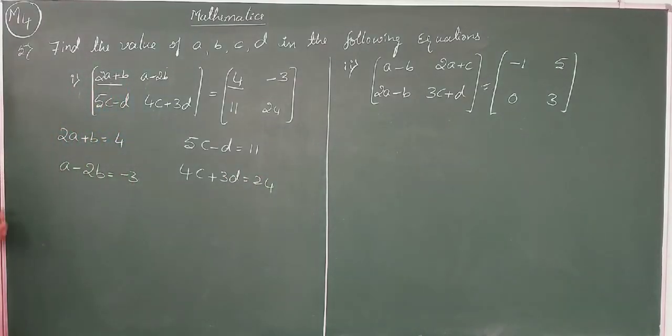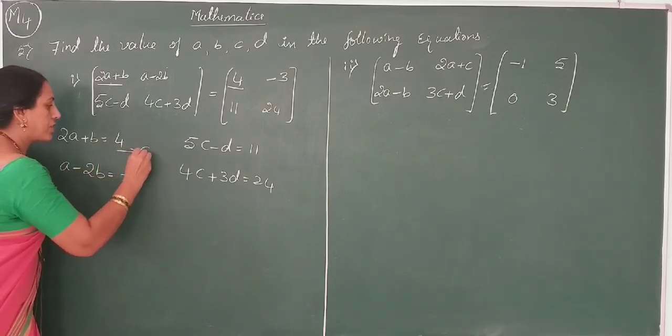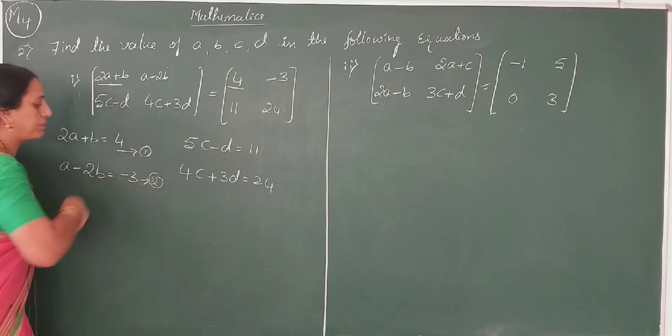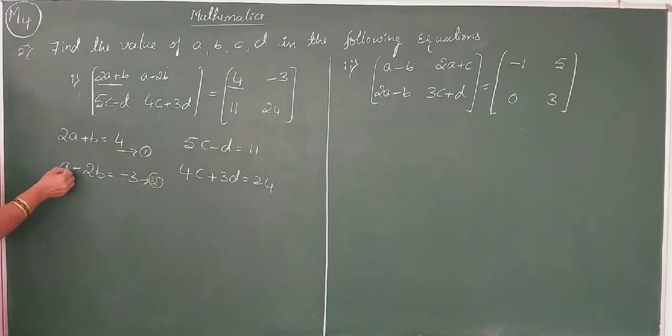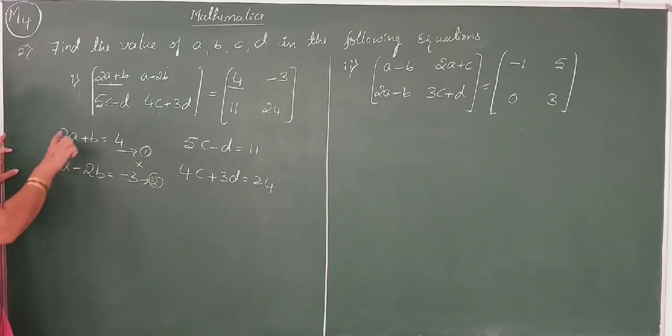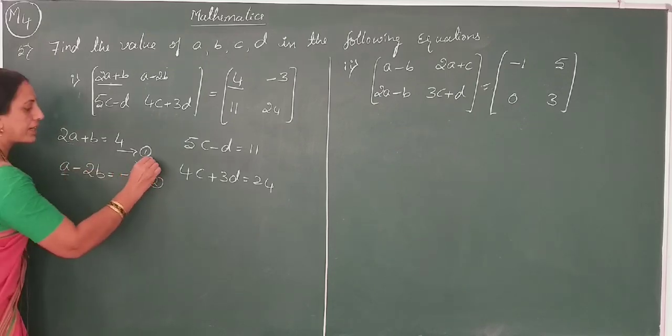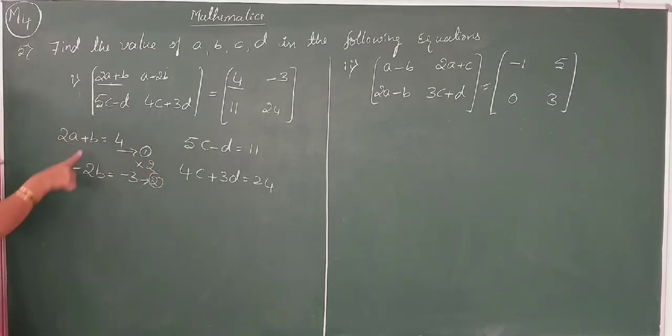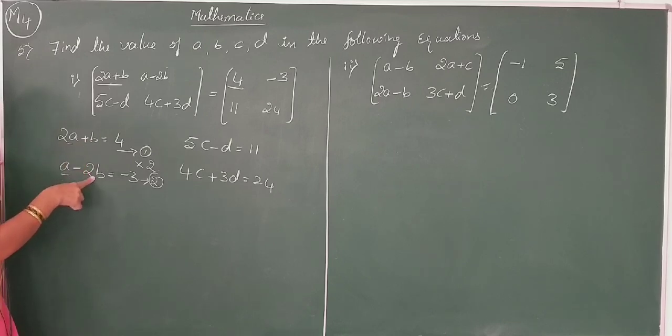Now, observe these equations. They are called simultaneous equations, of the form ax plus by plus c equal to 0. Therefore, these equations are solved using the method of simultaneous equations. That means the first or the second equation is multiplied by a suitable constant. Comparing the coefficient of a in these two equations, the second equation is multiplied by 2. Otherwise, comparing the coefficient of b, the first equation is multiplied by 2.